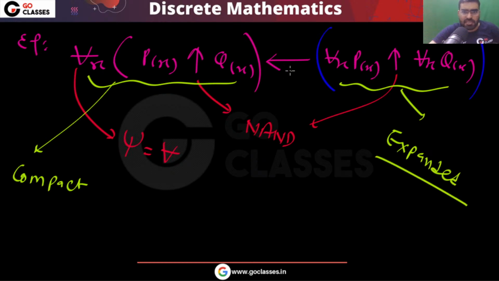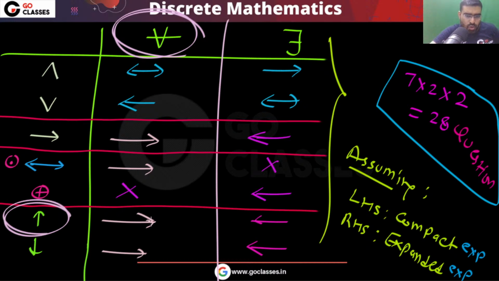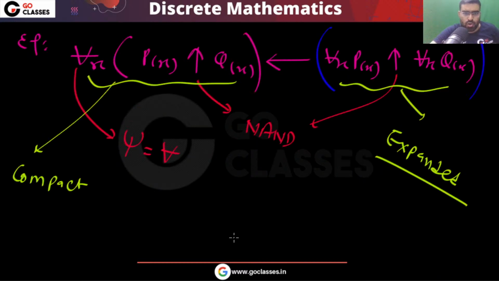But remember, I am asking: is this implication true? You can see that for the universal quantifier, NAND operator, it should go from where to where? Tell me. It should go from compact to expanded. Universal quantifier, NAND operation, it should go from compact to expanded. You cannot go from expanded to compact. So this is definitely invalid.